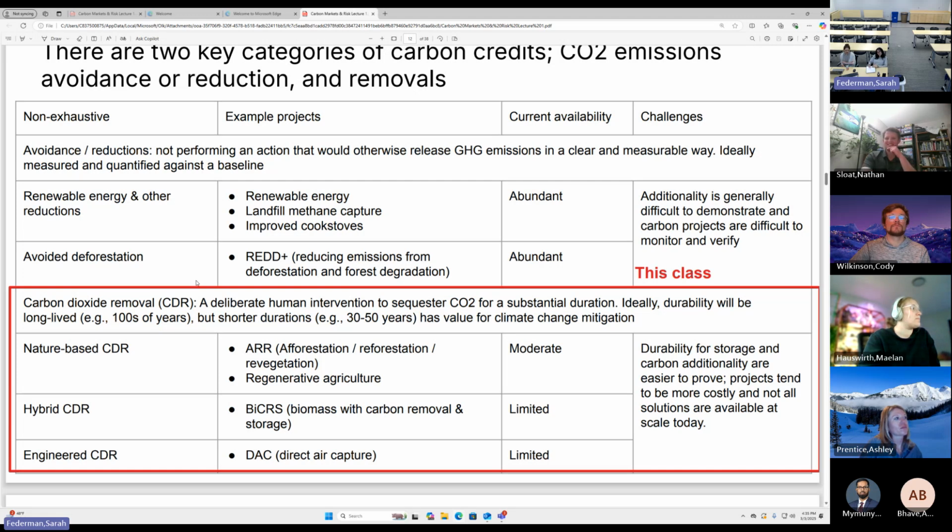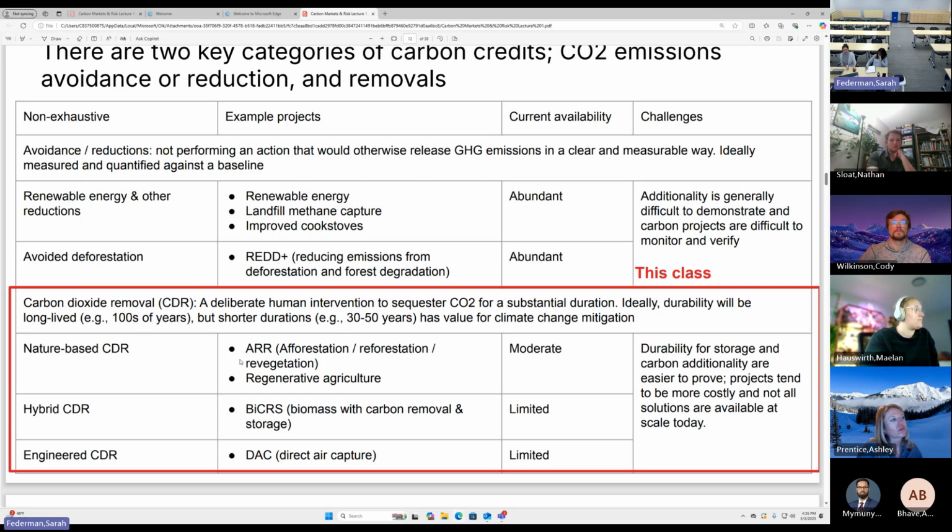This is not to say that all avoidance credits are trash. This is to say that it is very difficult to find quality in this space, but they certainly exist out there. And that's part of why we're talking about risk and quality in this class, to think about what quality looks like and how you can identify it.